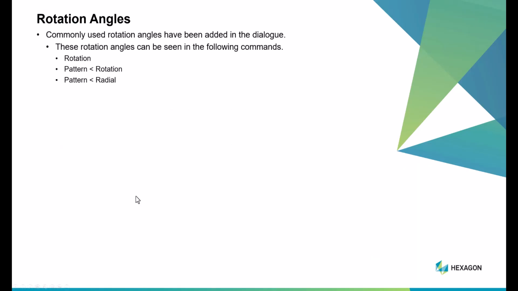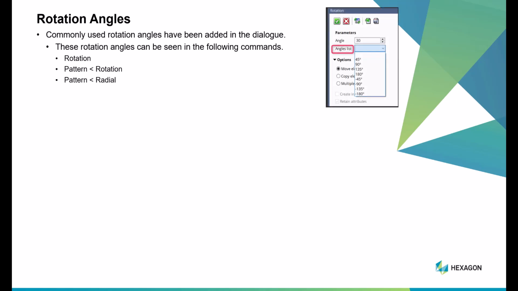There's been some new enhancements to the rotation command. The commonly used rotation angles have been actually placed into a drop-down dialog. These are applied to the rotation, the pattern, rotation, and pattern radial. So as you can see, there's an angle list, and the most common angles that you put in there, you can just choose it from a drop-down rather than have to type the angle in if you choose to.